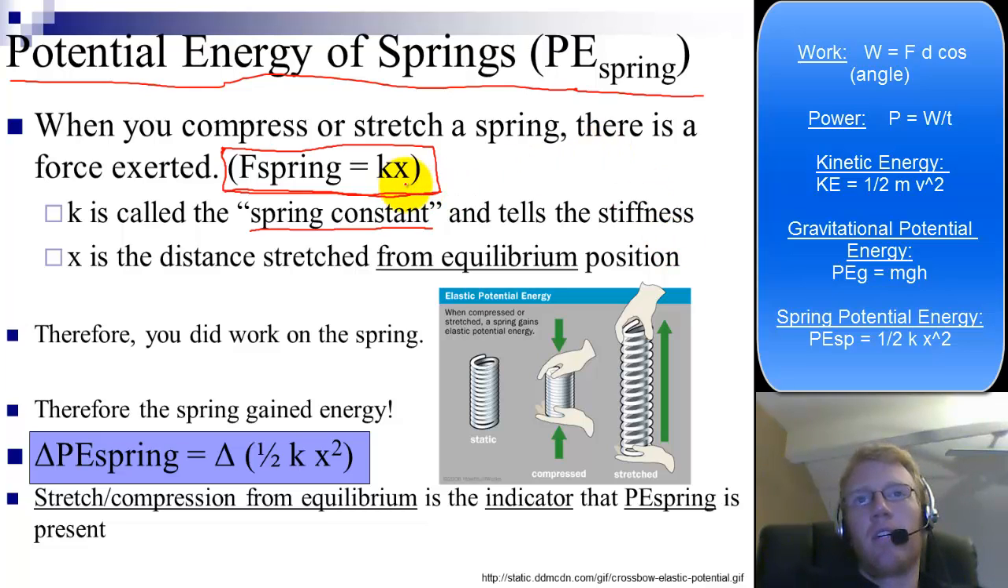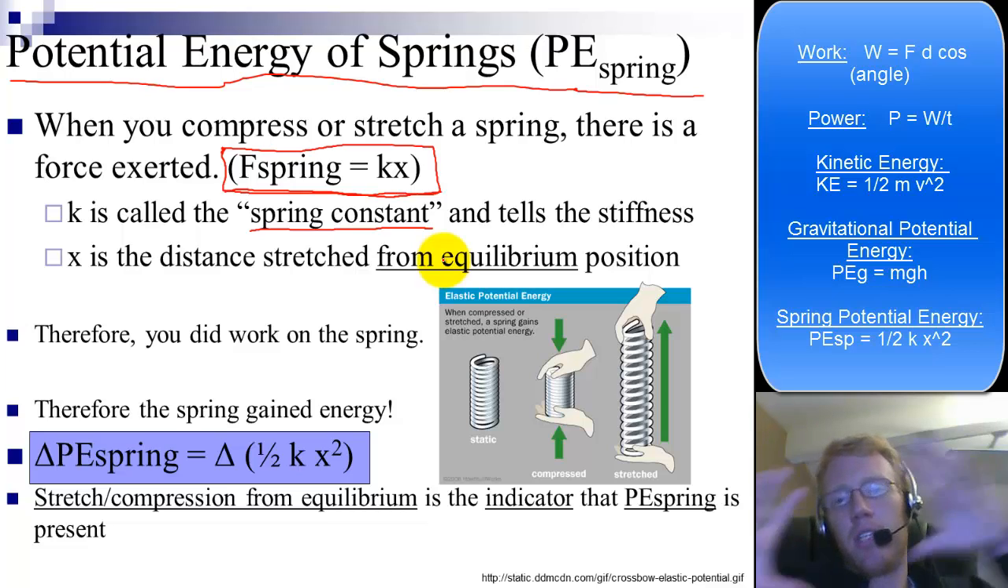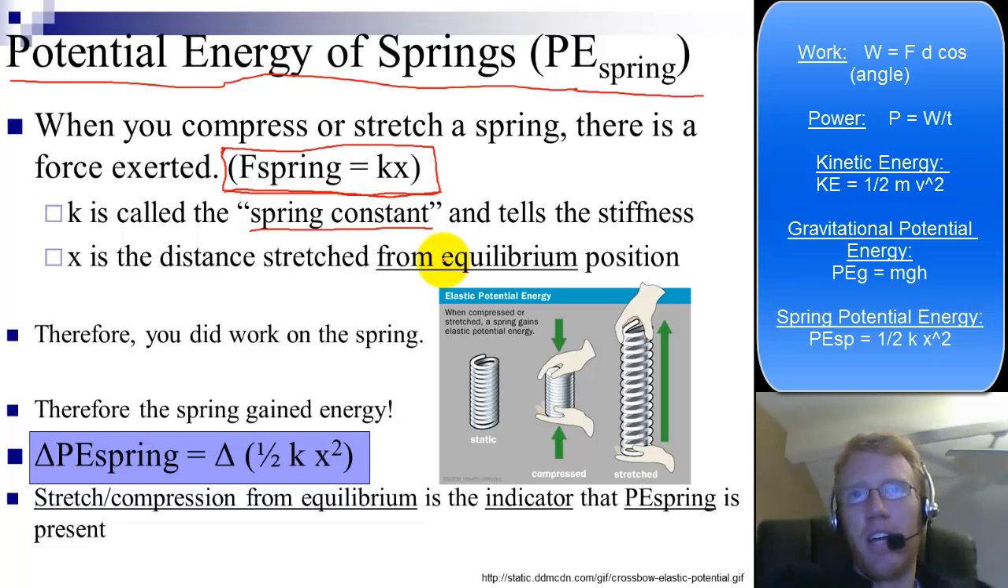And then x here is the distance that you stretch it from its equilibrium position. So you take a spring, you set it down with no forces on it, and you see how long it is. Then you stretch or compress it a certain distance from that equilibrium position, and that's what you plug in here. It's the length stretched or compressed from equilibrium, not the actual length of the spring. When it's in equilibrium, you don't have to apply any force at all, but it still has some length.